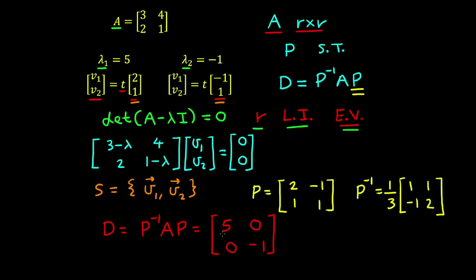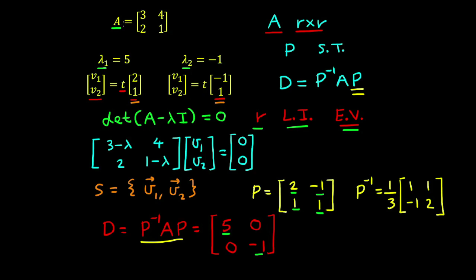So each of those eigenvalues corresponds to the eigenvector in each column of P. So as we can see, 5 corresponds to 2, 1, and the eigenvalue -1 in the second column of the diagonal corresponds to the eigenvector -1, 1. And I encourage you to actually evaluate this product to verify this result.